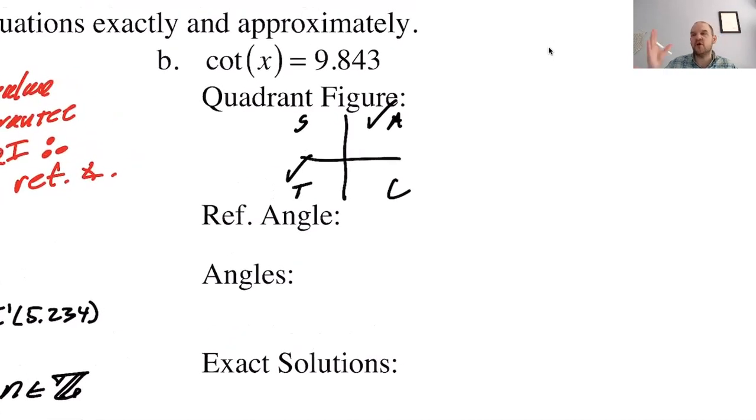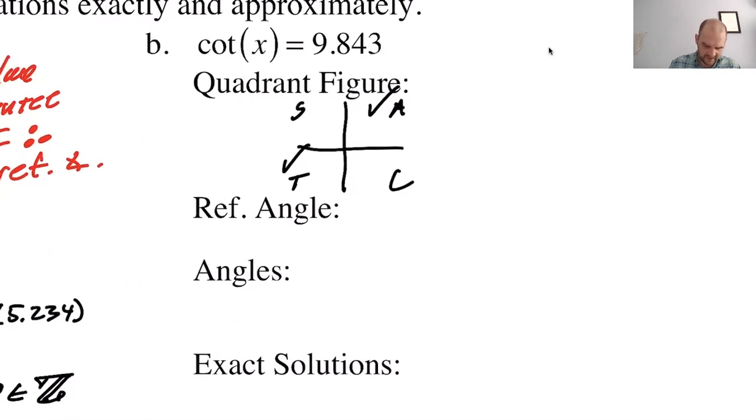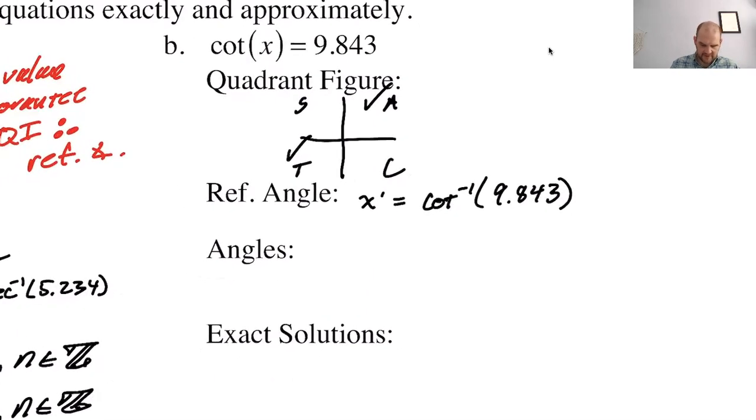So reference angles always do the inverse trig whatever of the absolute value of the ratio that you're given. In this case, the ratio is positive, so not actually relevant, but still. And I'm going to call it x prime this time. I called it x hat last time. It will be the inverse cotangent of 9.843. And now we need to actually write down our angles. So we need quadrant 1 and we need quadrant 3.